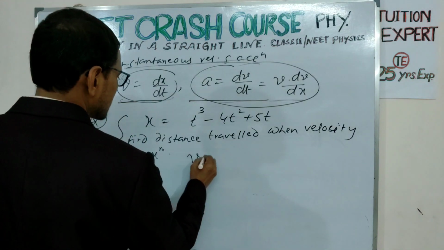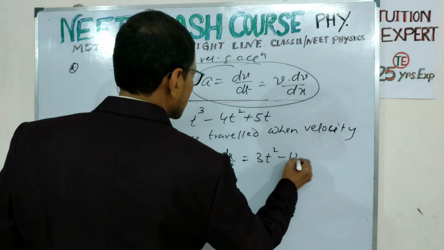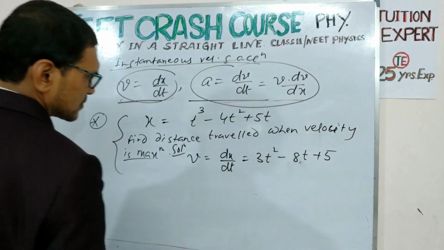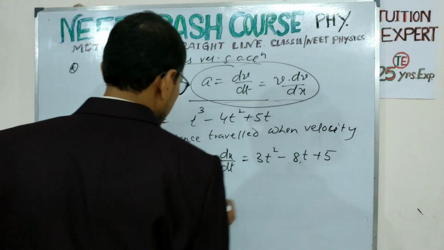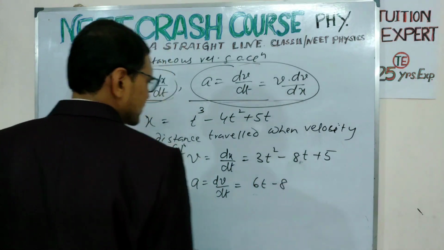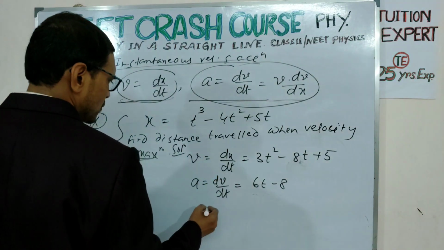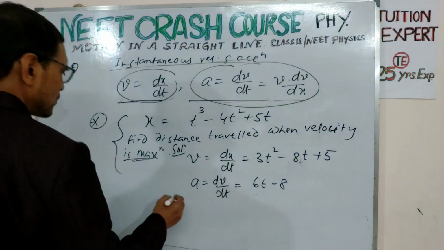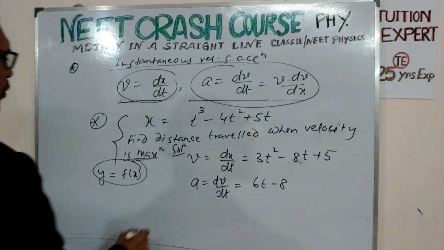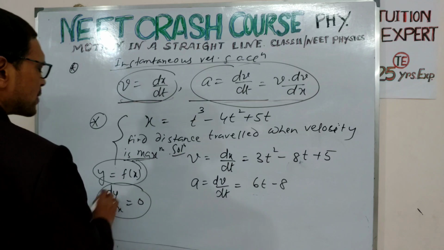Now we know velocity is dx by dt, that is 6t squared minus 8t plus 5. So velocity equals this. Now acceleration equals dv by dt, that is 12t minus 8. Now the velocity is maximum. What is the theory? If y is a function of x, then y is maximum when dy by dx equals 0. This is the theory.